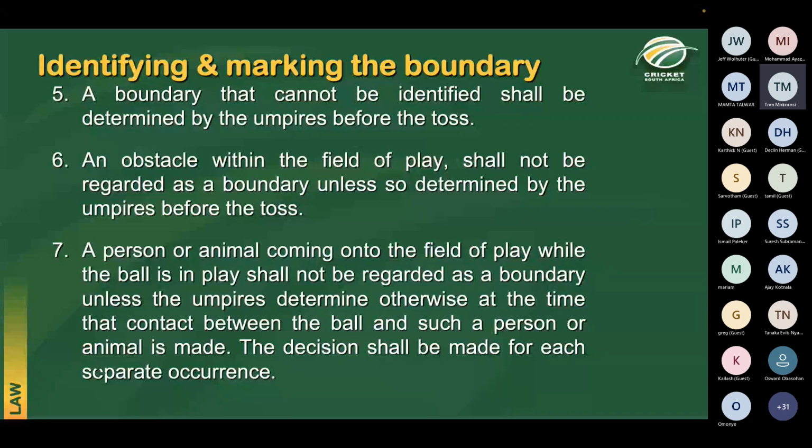So if there's a dog that runs onto the field, the ball is hit towards the boundary and it hits the dog and then does not go over the boundary, you as the umpires need to decide whether or not you feel that ball, if it wasn't for the dog intercepting it, would have gone to the boundary. If you feel that it would have gone to the boundary, then you signal boundary 4. If you feel that it would not have gone to the boundary, then you tell the players, play on. The batters keep running and the fielders must go and field the ball.